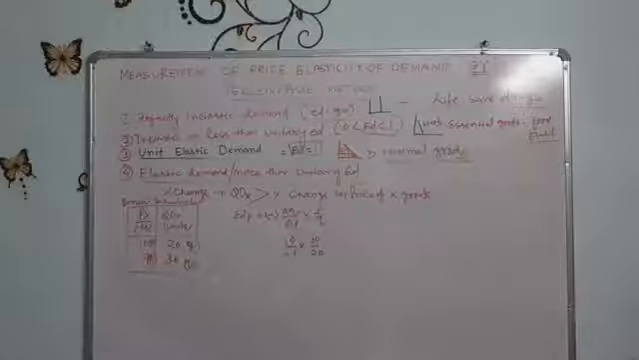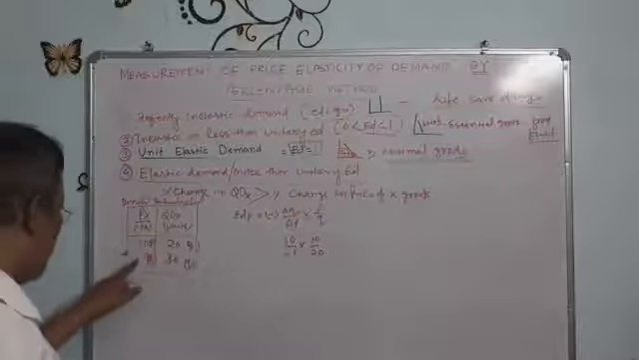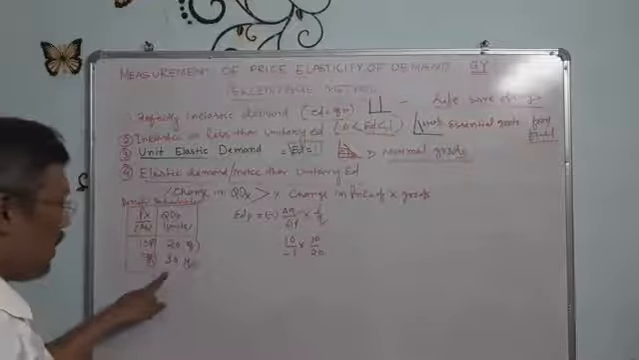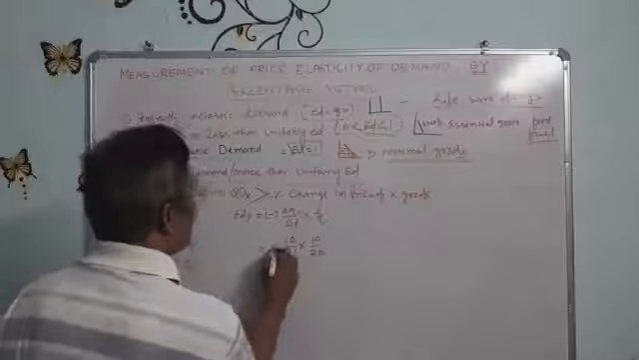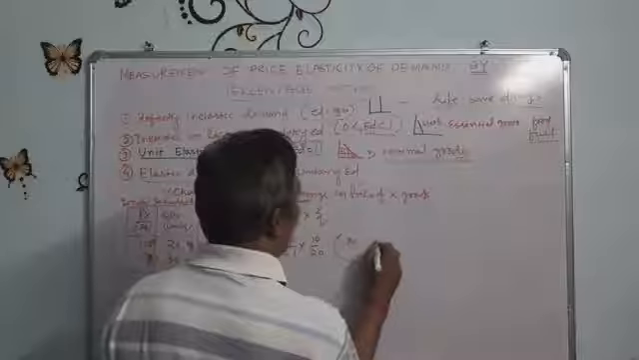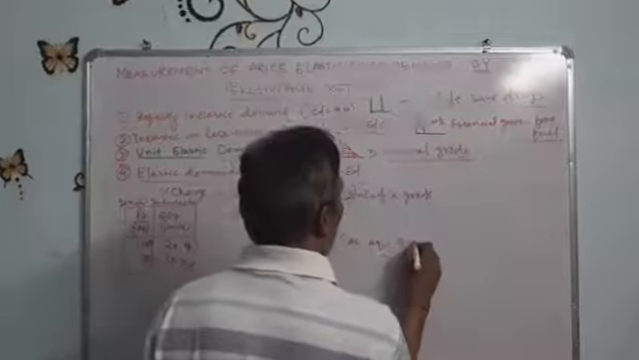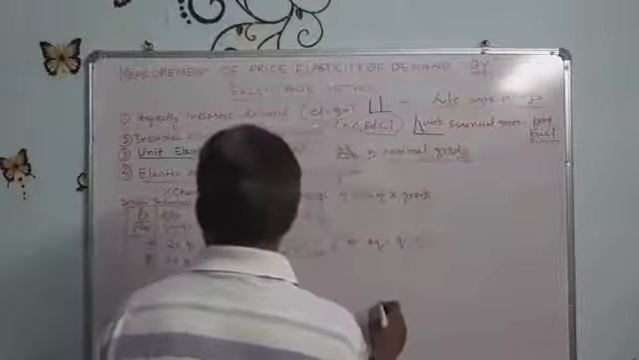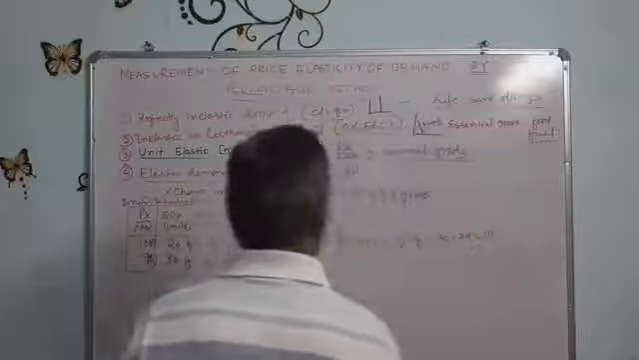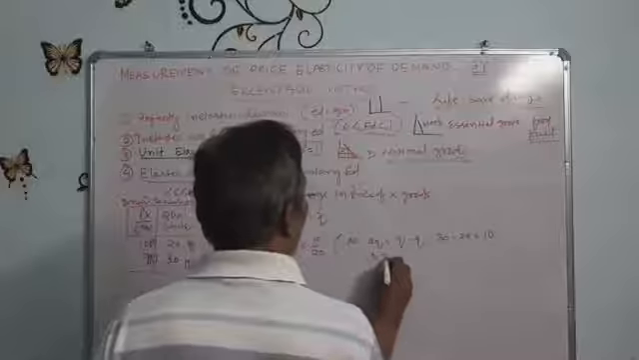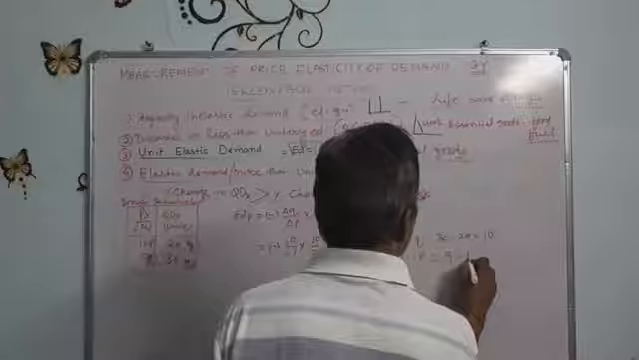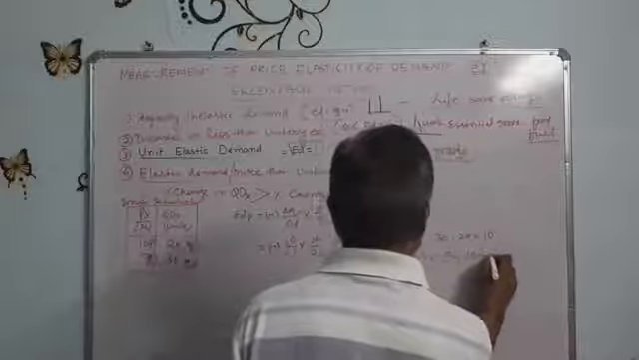The price is decreased from 10 to 9. The demand is increasing from 20 to 30. So delta Q equals Q1 minus Q, which is equal to 30 minus 20 equals 10, and delta P equals P1 minus P equals 9 minus 10 equals minus 1.